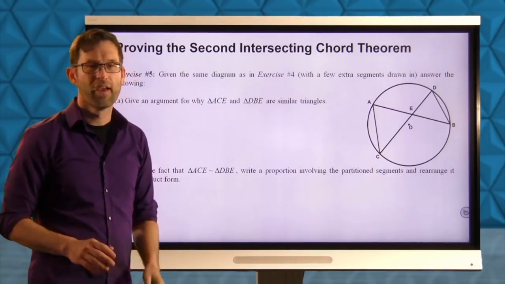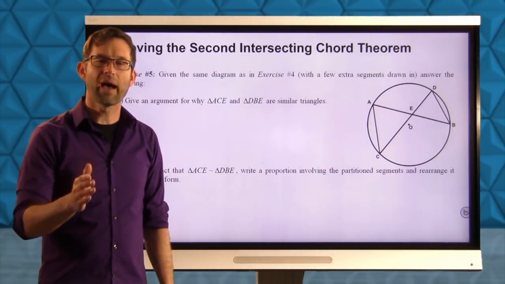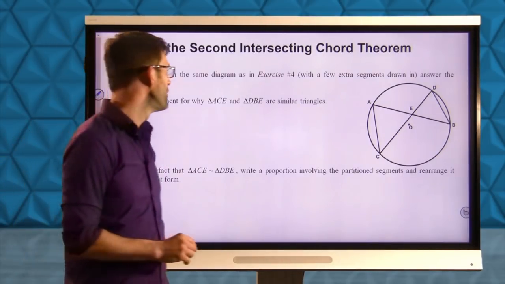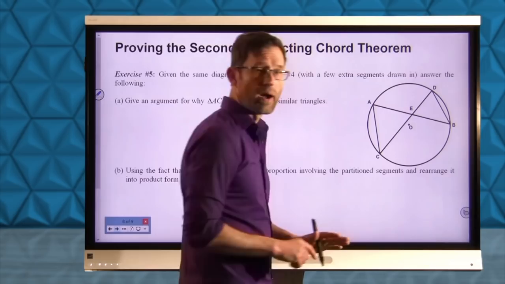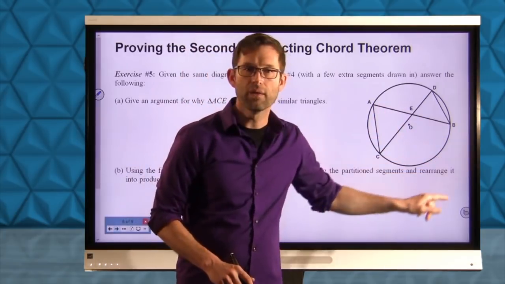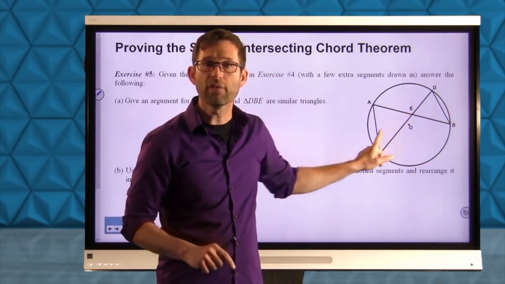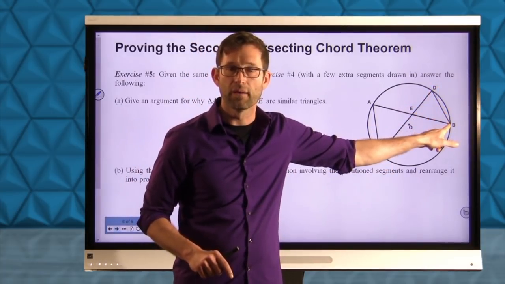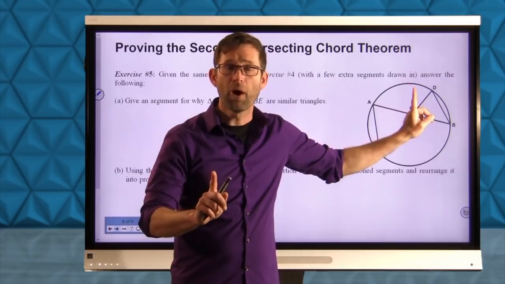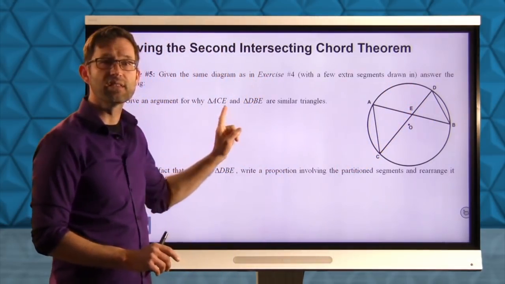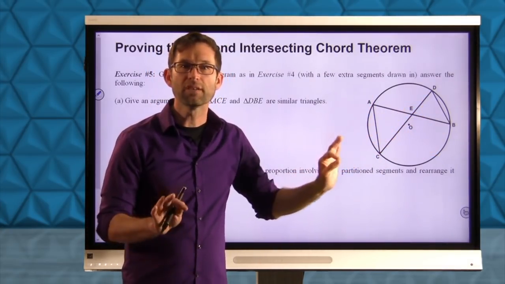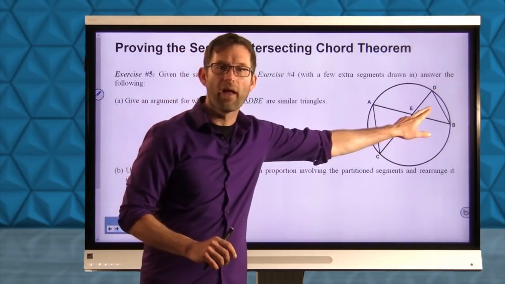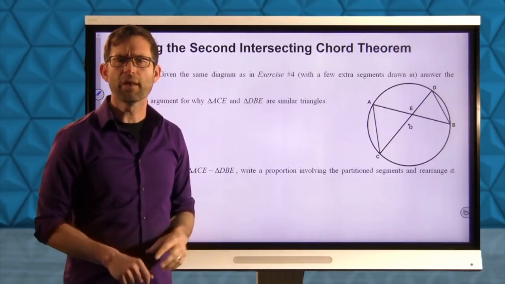Let's prove this theorem. And this is awesome, because it goes back to our unit on similarity, and we'll see why right now. Exercise number 5. Given the same diagram as in exercise 4 with a few extra segments drawn in, answer the following. Just keep in mind, this is exactly the diagram we just had. We had AB and CD intersecting at E. The only difference is I put this segment and this segment in. That's the whole reason for those. But it's important because in letter A, it says give an argument for why ACE and DBE must be similar triangles. Why is this triangle and this triangle similar to one another? Take a minute and try to explain that.